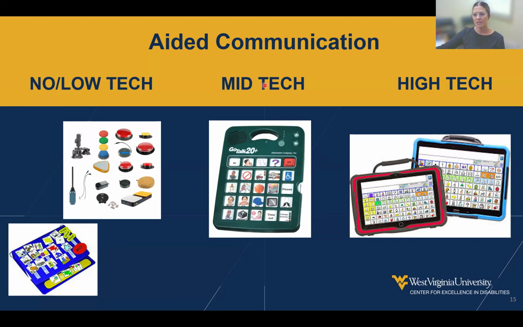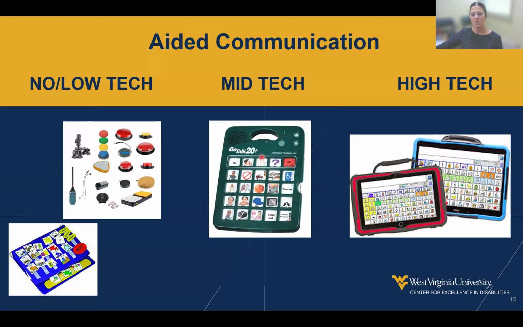The mid-tech option, like you see here in the middle, this is the GoTalk 20. It's called the GoTalk 20 because it has 20 symbols on it. So not anything too surprising there. With these types of devices, you usually have to print and laminate pictures or symbols that you would like to use for the mid-tech device. And then you would take out the pictures and replace them whenever you want to change them. So you can see right here on the side, there's a little tab. You could pull out the picture and then change them to whatever you wanted and put them back in.